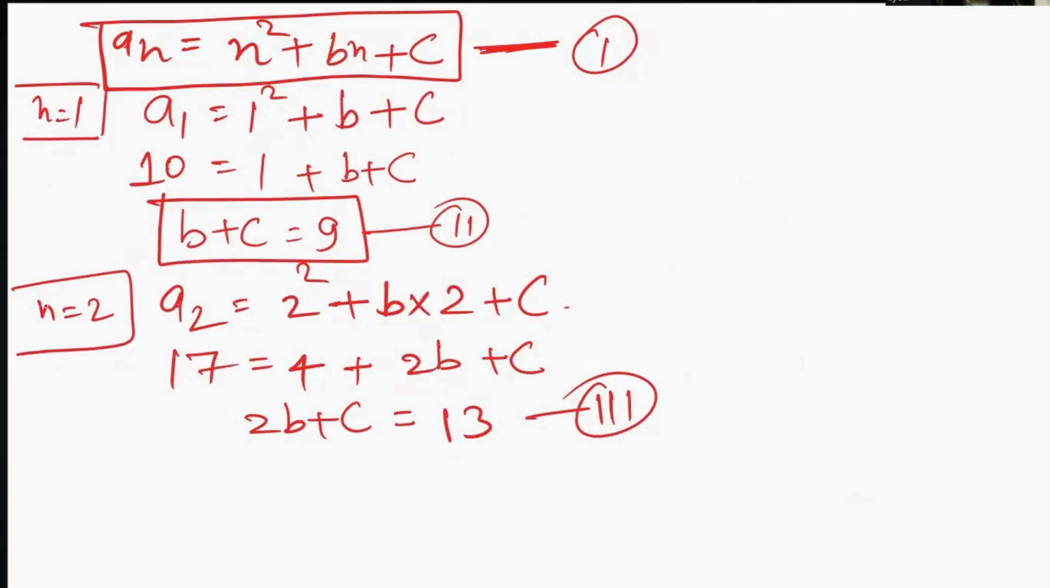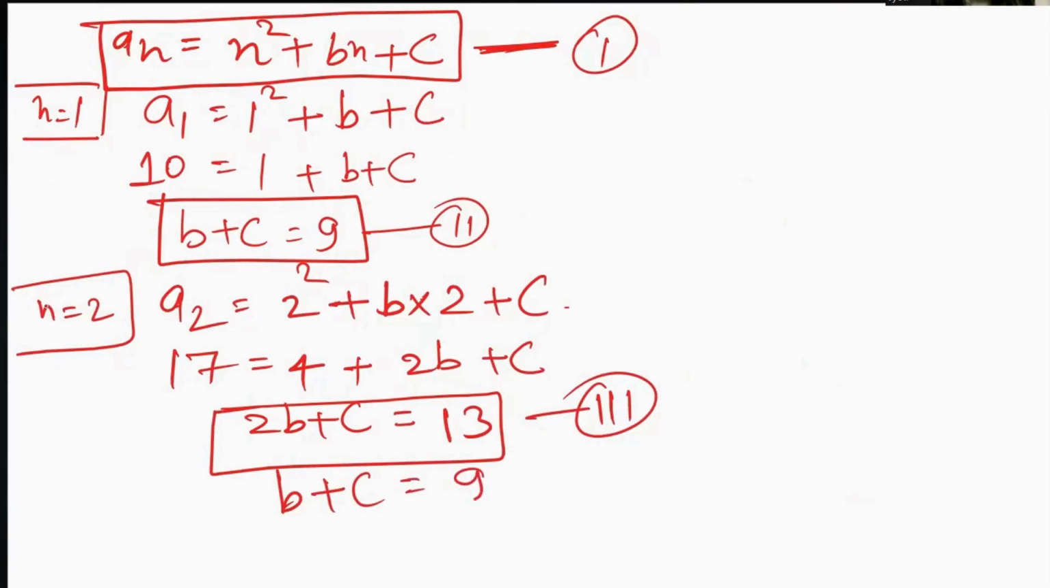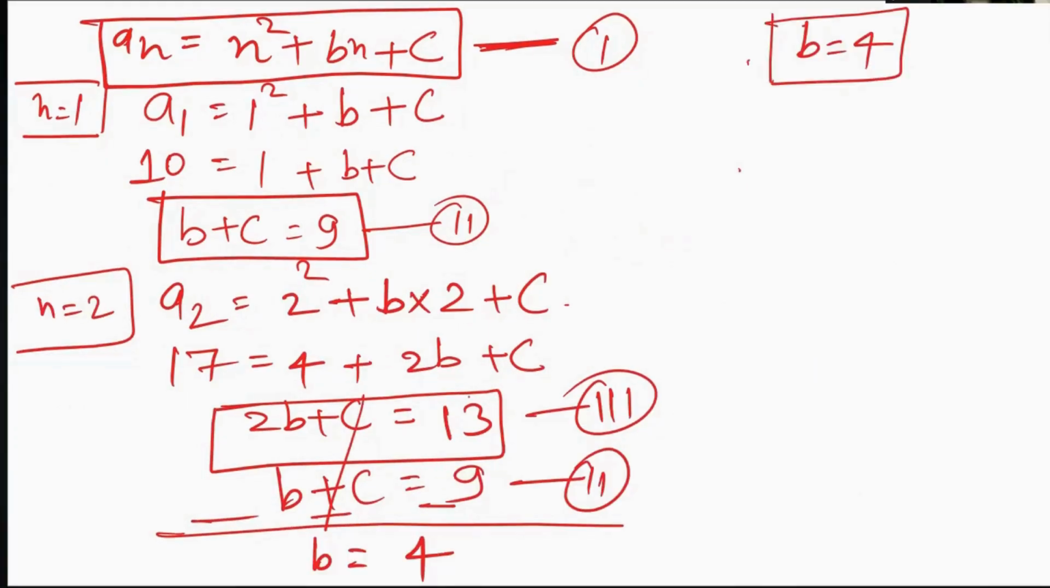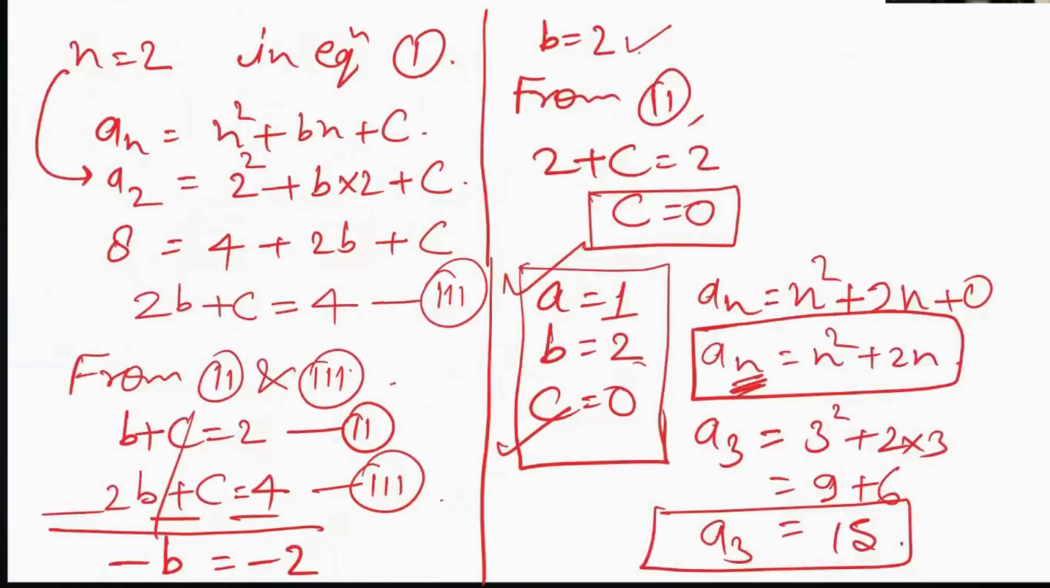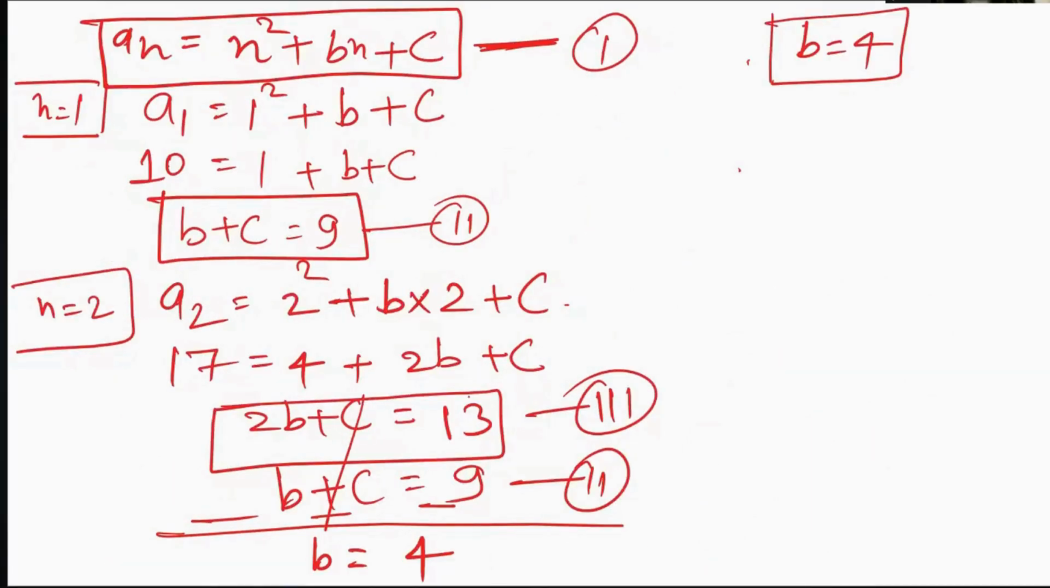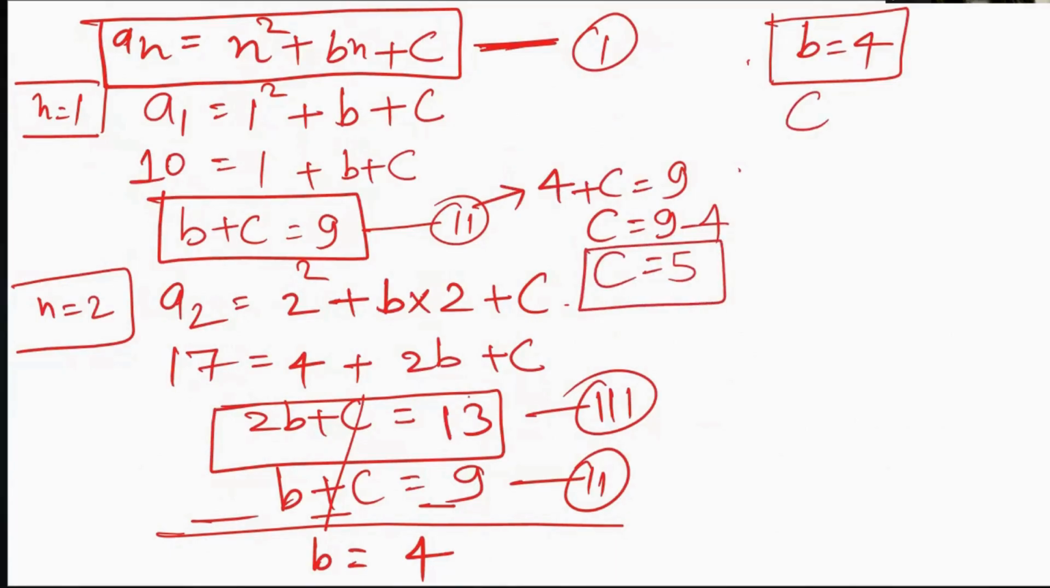From equations 2 and 3, no worry, let me subtract. B plus C equals 9. Subtract. B equals 4. In the second equation, 4 plus C equals 9. So C equals 9 minus 4, which means C equals 5. Right? C equals 5. Now, with the help of B and C, you can find any term.